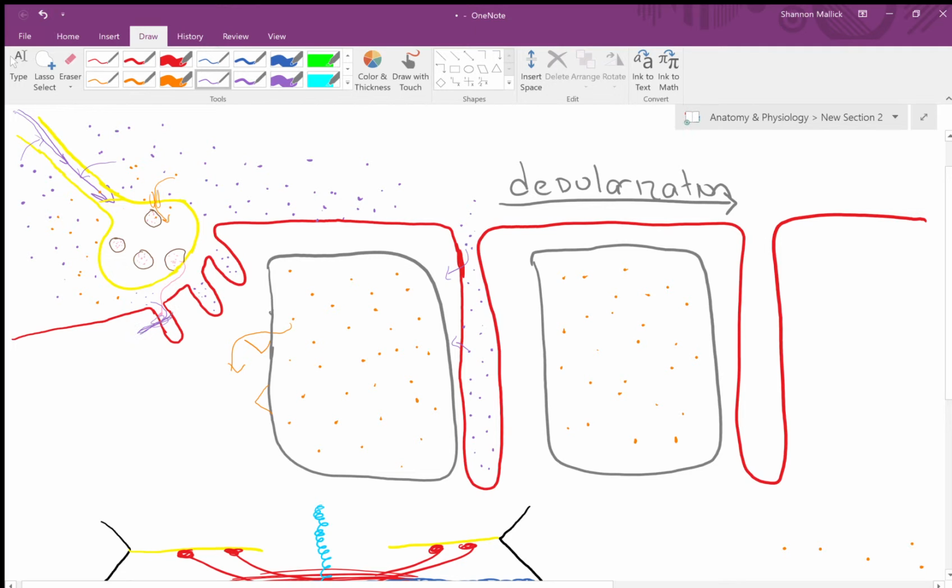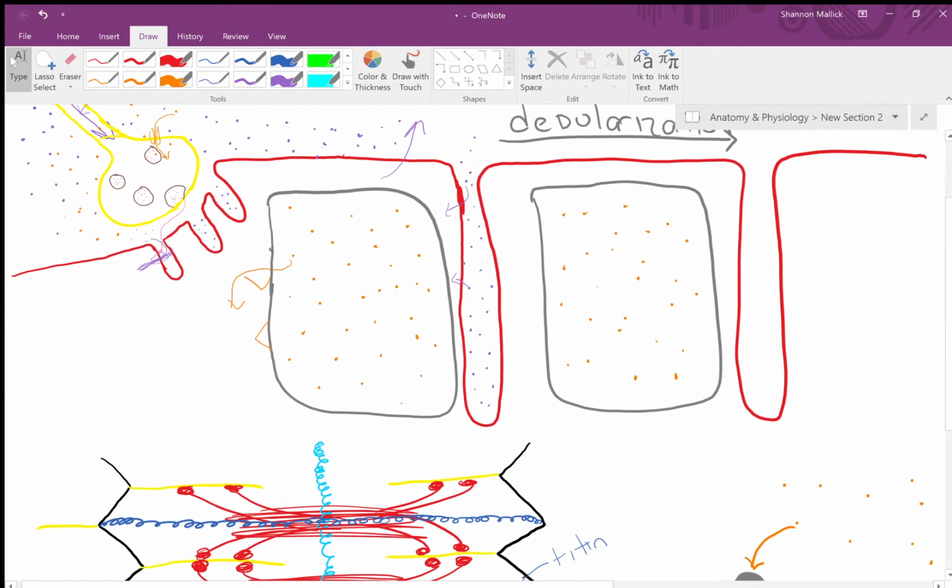No more sodium is going to come into the cell, and you're going to have active transport of sodium out of the muscle cell back into the extracellular fluid via active transport in the sodium pumps. And once the sodium is out of the cell, you're going to have the same thing happen to the calcium. It's going to come back into the sarcoplasmic reticulum via active transport, and this is going to repolarize the muscle cell back to its negative resting state.